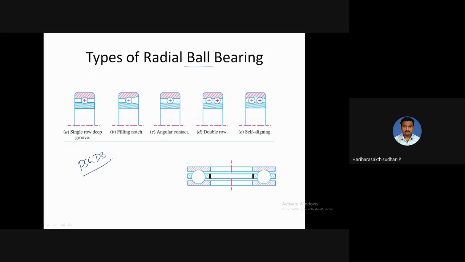Okay, so I'm just telling you what the different types are. One is the single row deep groove ball bearing, which means there will be only one row of balls. The same thing in double row, there will be two rows of balls, so that is a double row ball bearing. Angular contact bearing means there will be a slight inclination in the cages and races. And filling notch means there will be a notch kind of setup in the races to accommodate the balls.